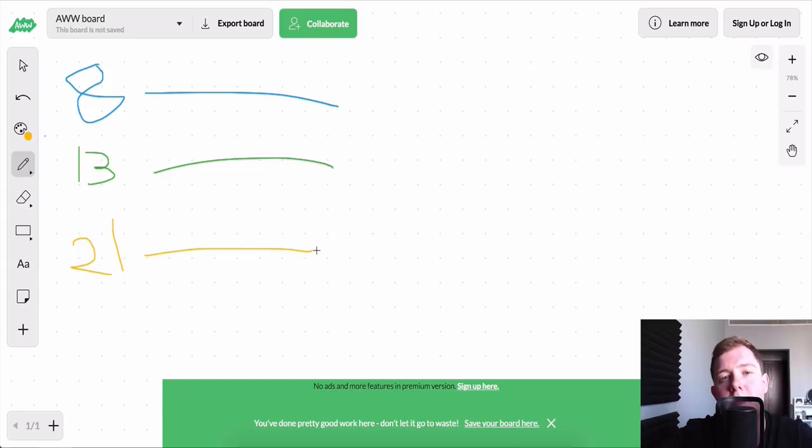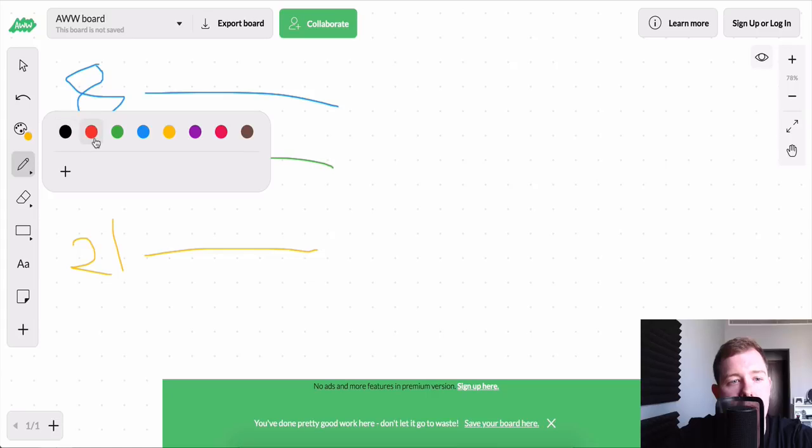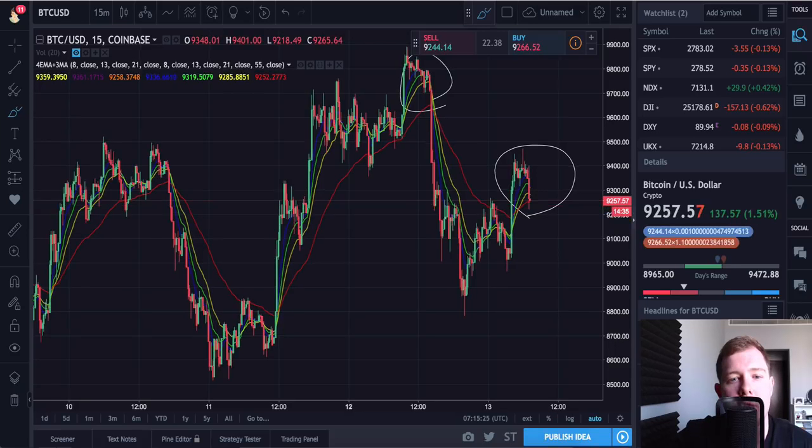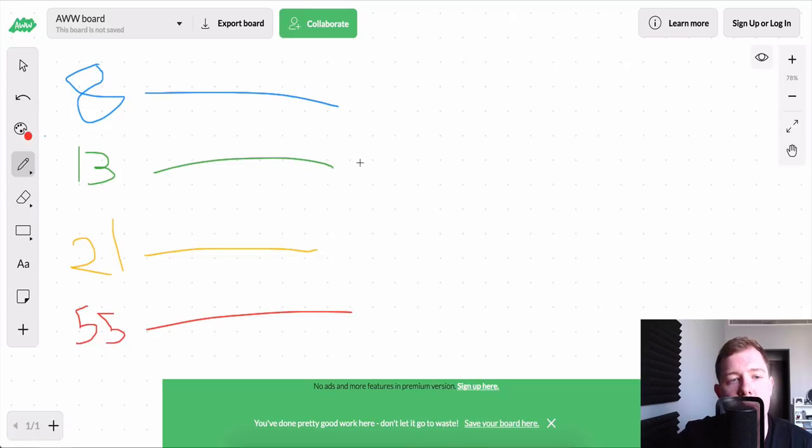Stick around guys, this might not mean anything to you right now, but we'll be applying this. The next one we're going to use is the 55, and these are the moving average days. So we're going to use the 8, 13, 21 and 55 day exponential moving averages on TradingView like so. Basically, this is a moving average over this period of days. Pretty easy to understand as of now.